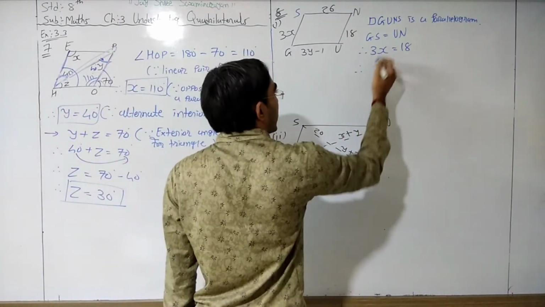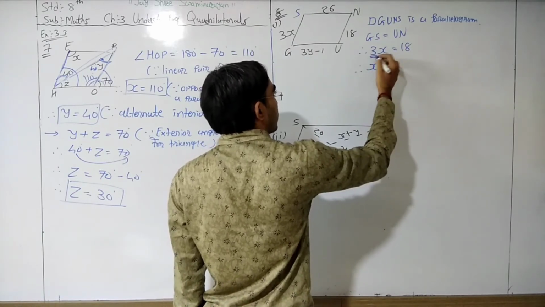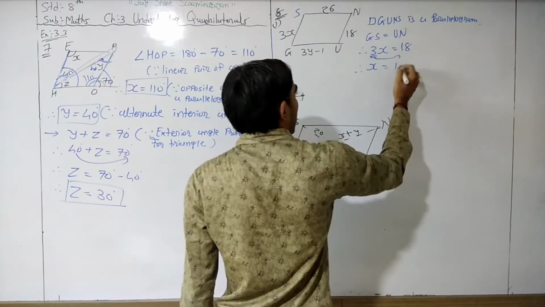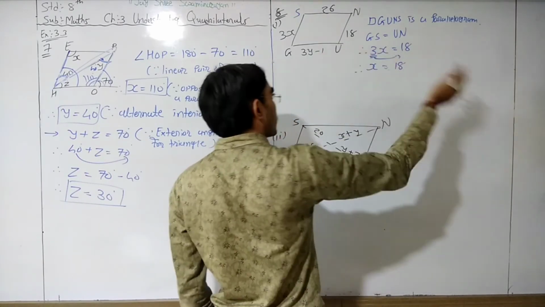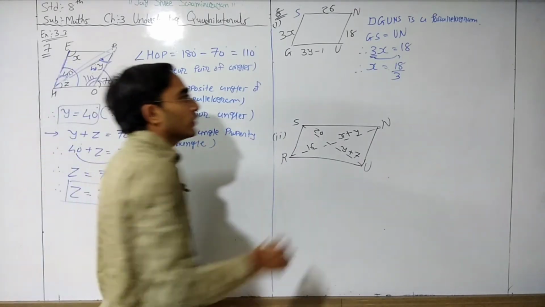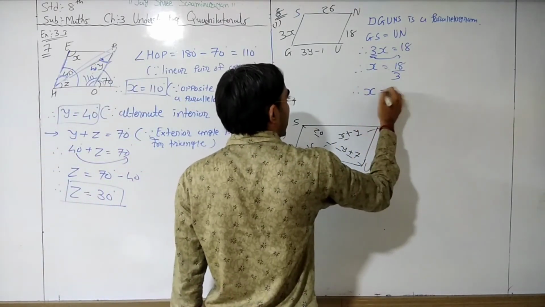For finding the value of x, just transfer this 3 to the right hand side. In the right hand side we have 18. If we transfer this 3 to the right hand side, it goes to the denominator. So 18 divided by 3, it is 6.